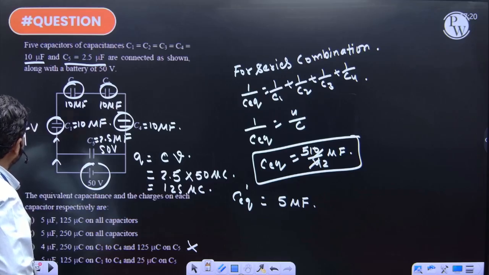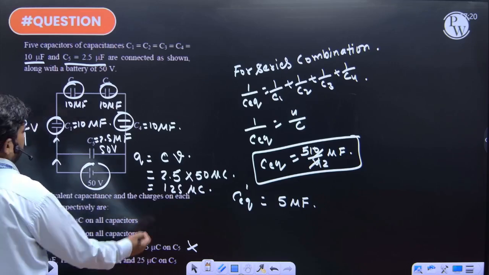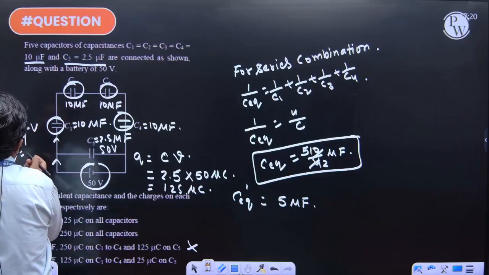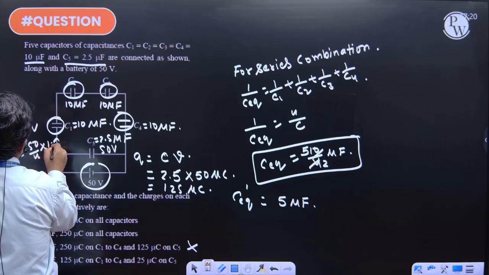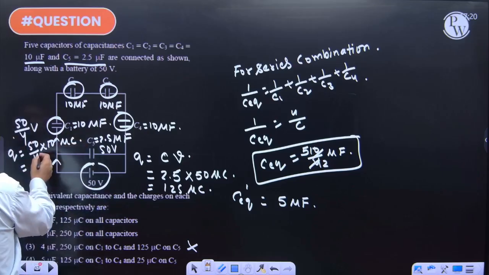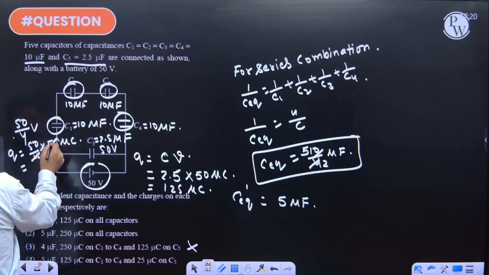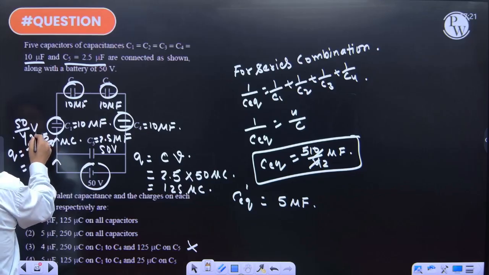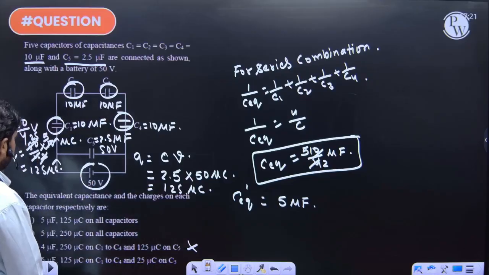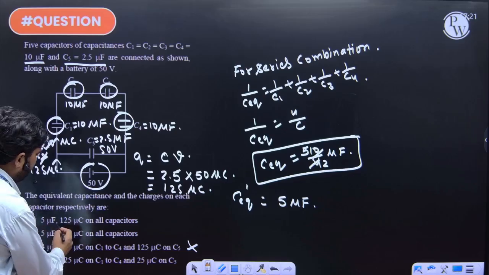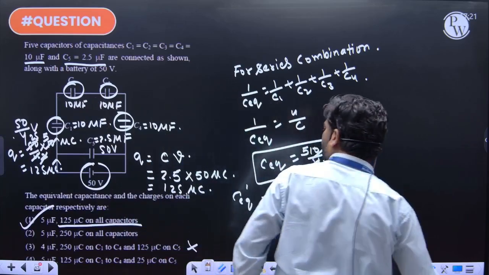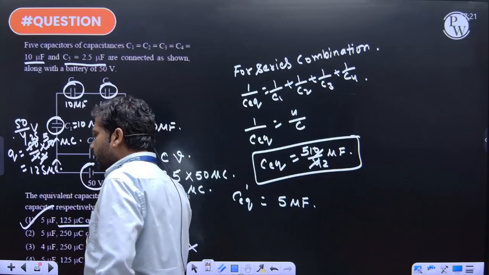Is it clear? Now here, 50 by 4 multiplied by 10. Q is equal to CV, so 50 by 4 into 10 microcoulomb. Same answer you are going to get, 125 microcoulomb. And in series combination, the charge remains the same. So the equivalent is 5 microfarad and 125 microcoulomb on all capacitors. That's it, so option number 1 is correct. That is also easy.